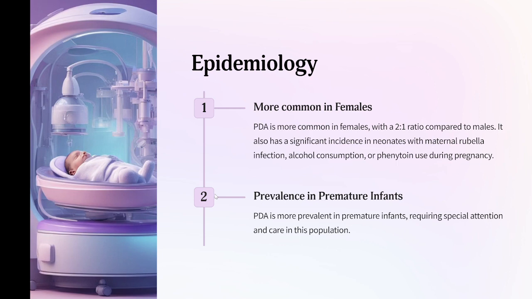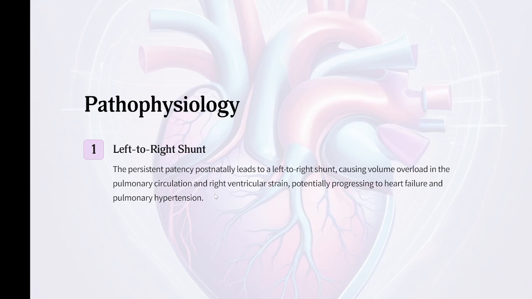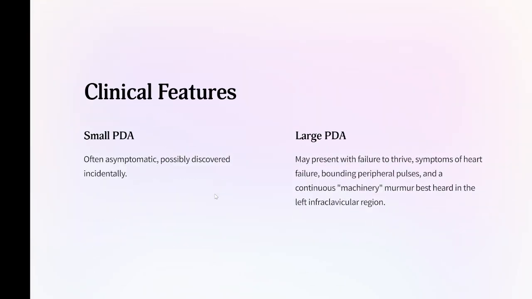Epidemiology. More common in females, 2:1 ratio, and premature infants, with a significant incidence in neonates with maternal rubella infection, alcohol consumption, or phenytoin use during pregnancy. Pathophysiology. The persistent patency postnatally leads to a left-to-right shunt, causing volume overload in the pulmonary circulation and right ventricular strain, potentially progressing to heart failure and pulmonary hypertension.